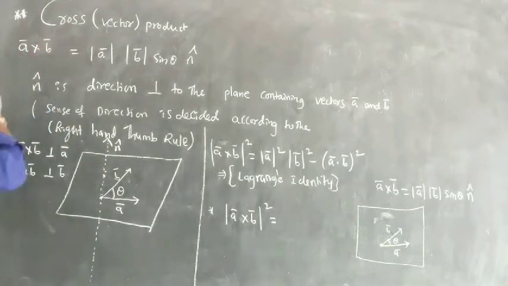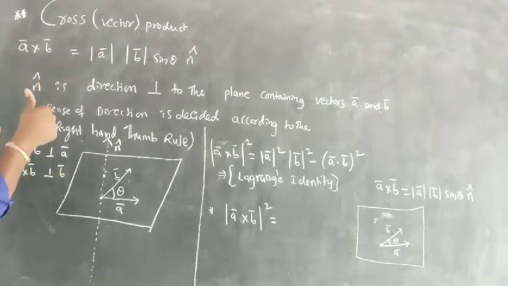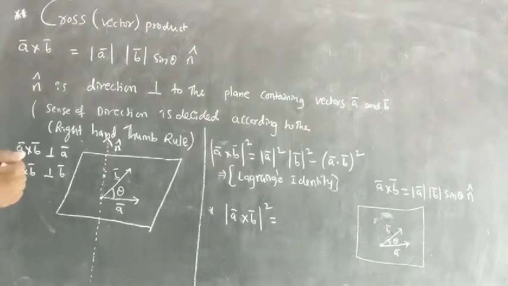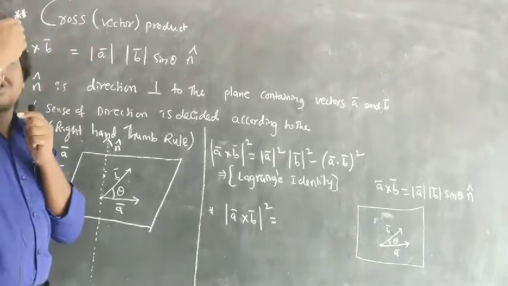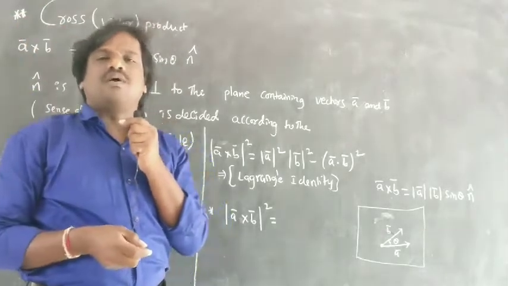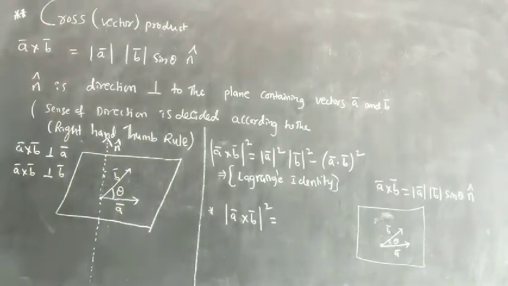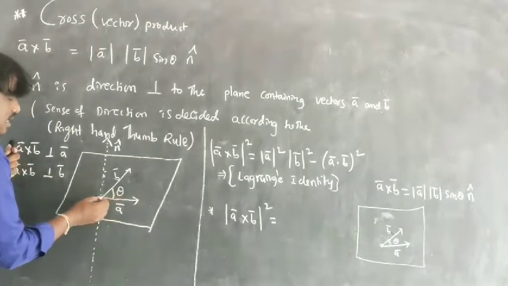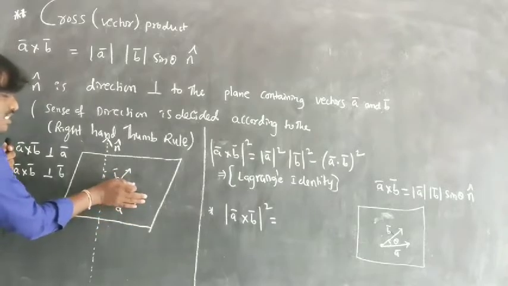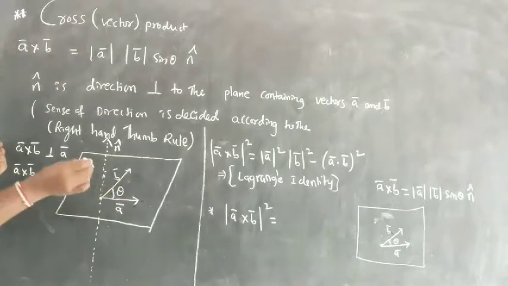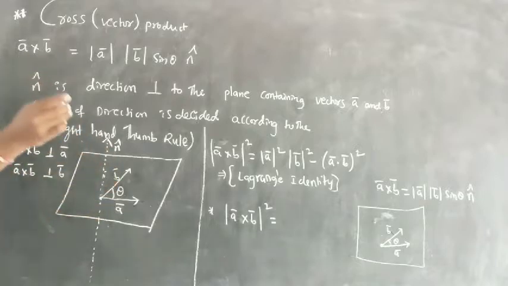So we can write A cross B as mod A mod B sin theta n cap, where n cap is the unit vector perpendicular to the plane. These are the rules of the cross product. Hope you understand this. Here this is the A vector and this is the B vector lying in this plane, and this is A cross B.